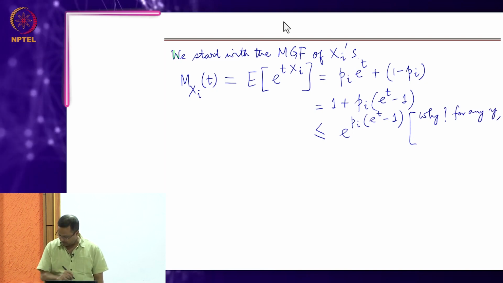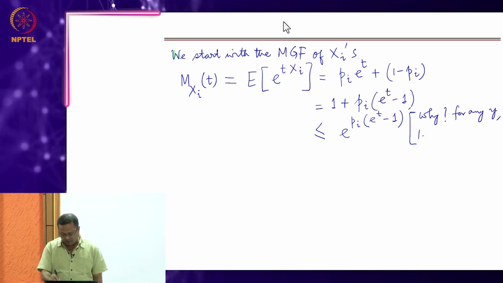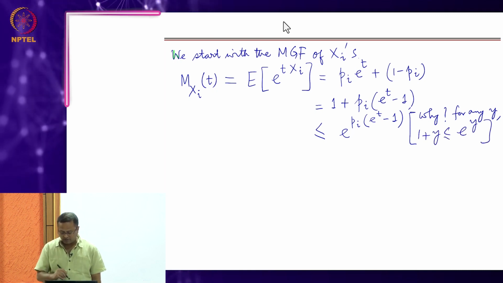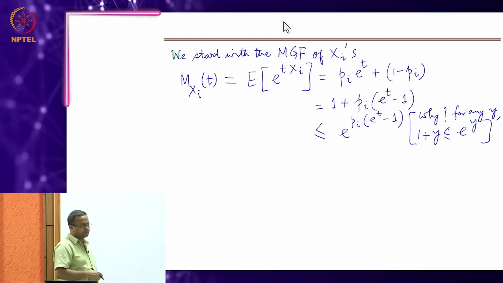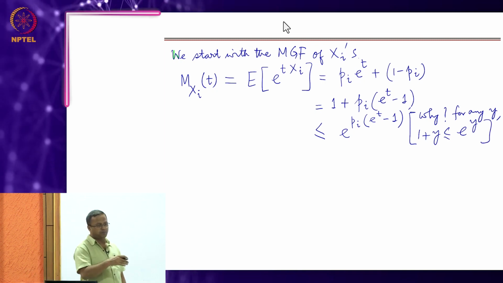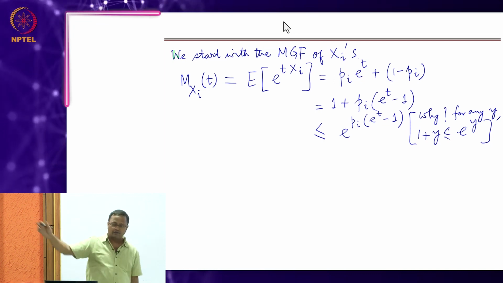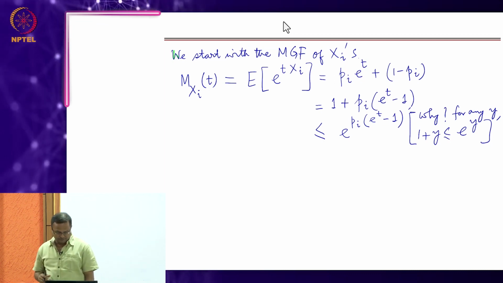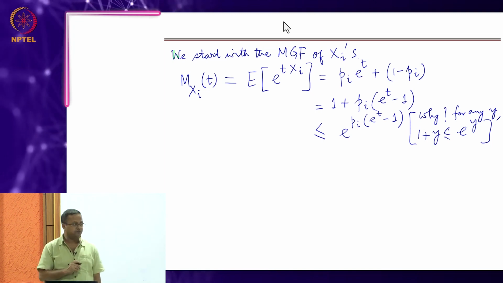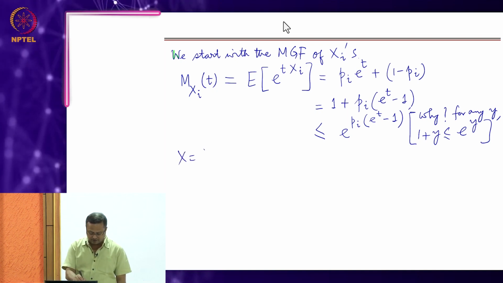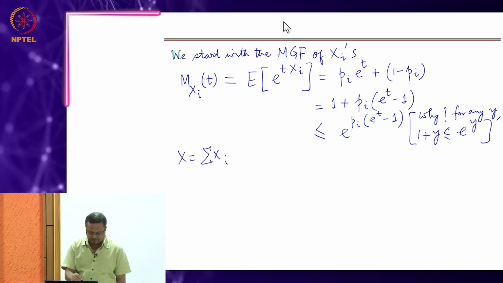for any y, you can write this, right? Because if you expand e to the power of y, you get 1 plus y plus y square by 2 factorial, and so on and so forth. So, I am just neglecting the higher terms. So, this is the moment generating function of each xi. I now know that X is the summation of xi.